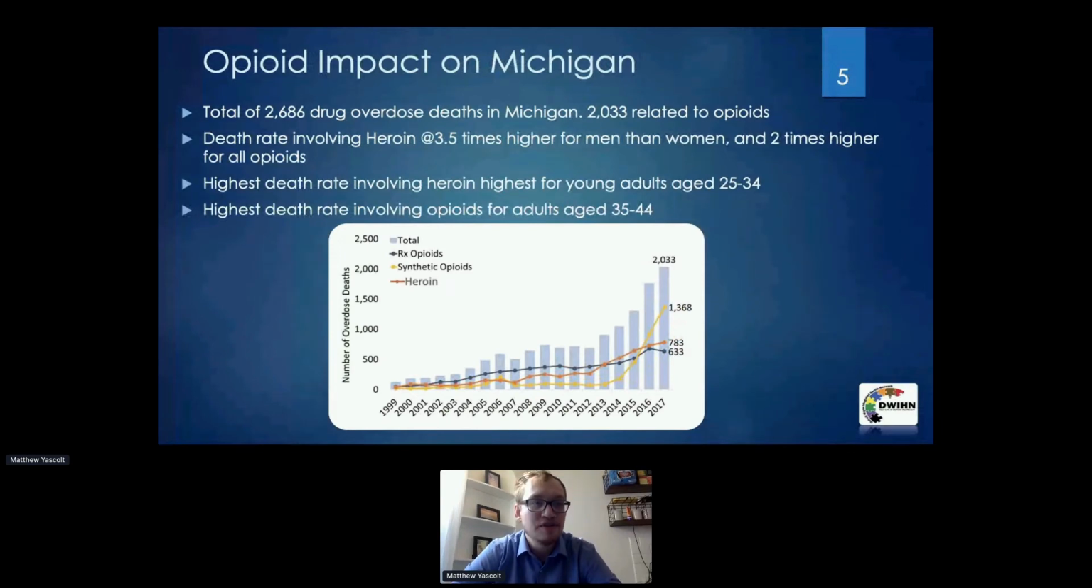So a total of 2,686 drug overdose deaths occurred here in Michigan, 2,033 related to opioids. The death rate involving heroin is 3.5 times higher for men than women, and 2 times higher for all other opioids. The highest death rate involving heroin for young adults is age 25 to 34. And then just in general, the highest at-risk population is age 35 to 44.